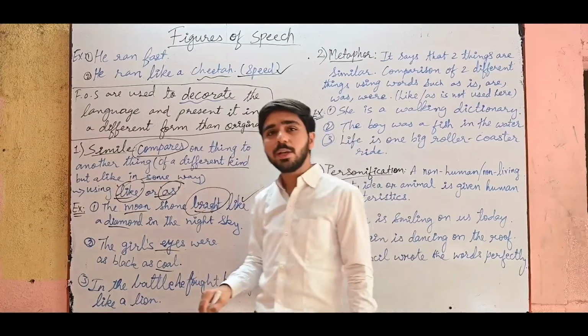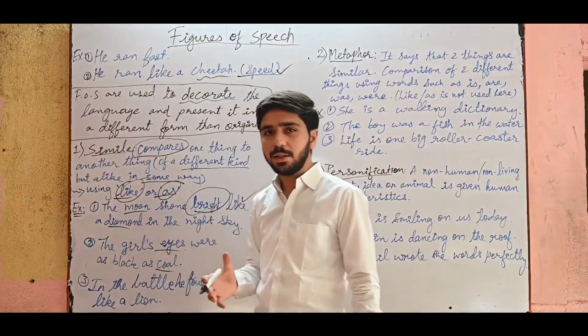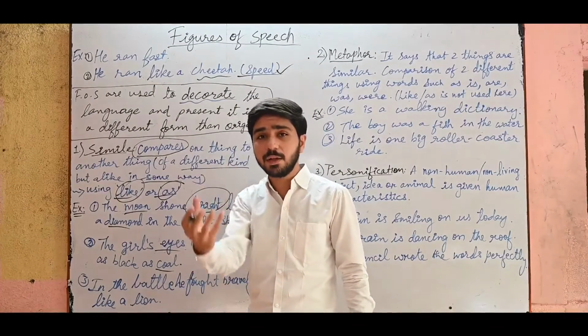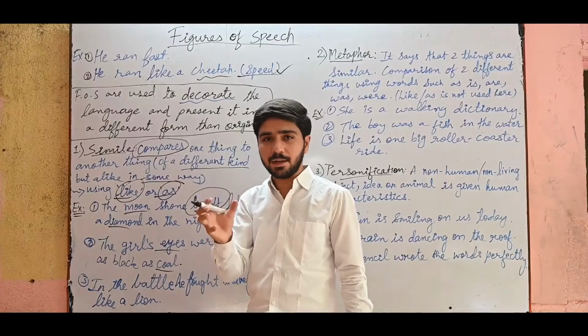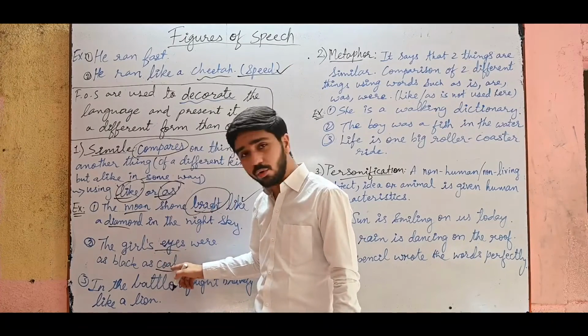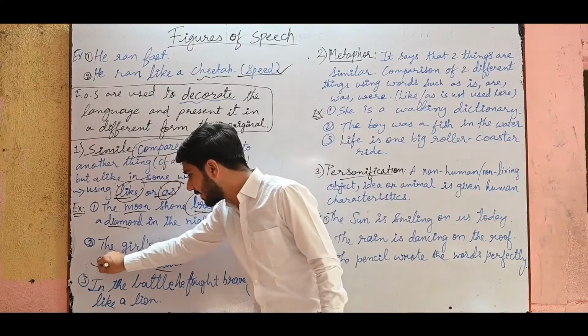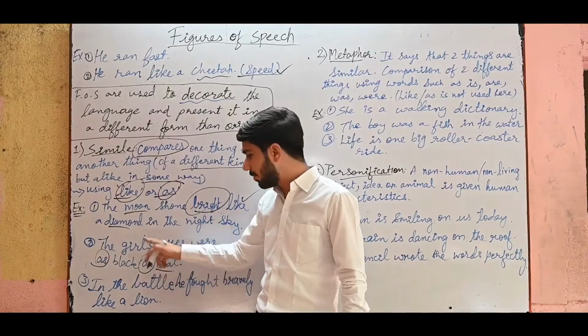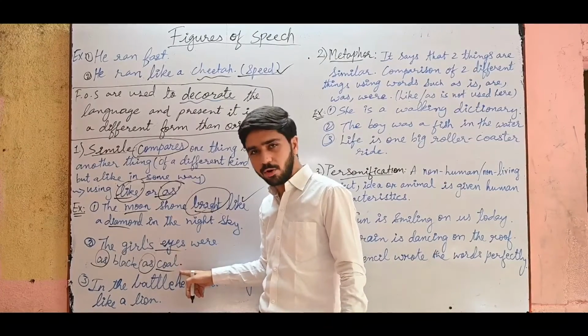Now we know that coal is known for its black color, the darkest black color. So here the speaker wants to describe the color of the girl's eyes, that it is very black, dark black color. So he has used coal, and also I can see the word as, and as. That's why it is a simile. So objects are compared, eyes and coal.